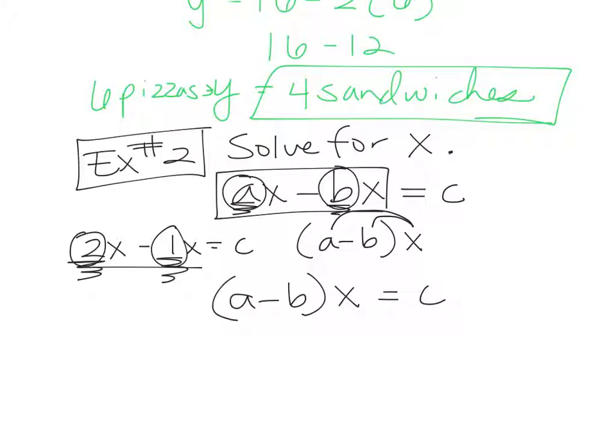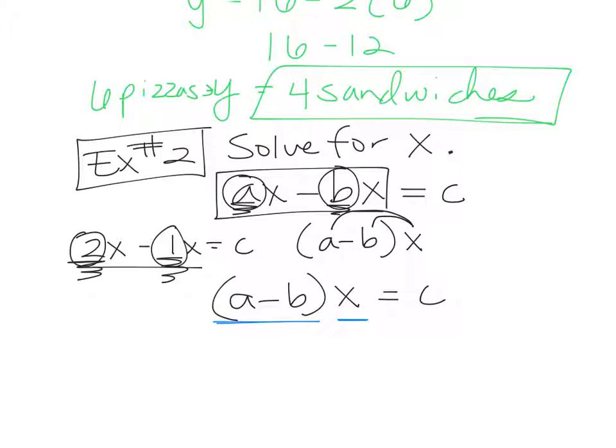If we want to isolate x, we want to get x by itself. Do you see what you would do next? What are we doing with x and the a minus b? Are we adding, subtracting, multiplying, dividing? What are we doing with this term and this term?